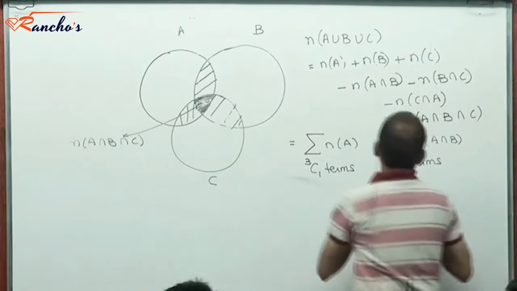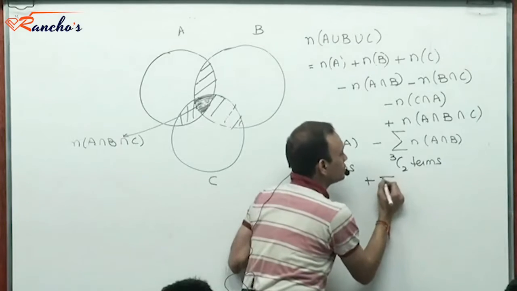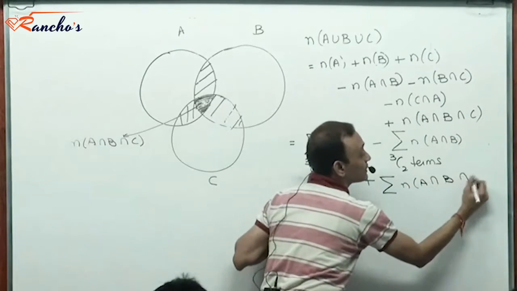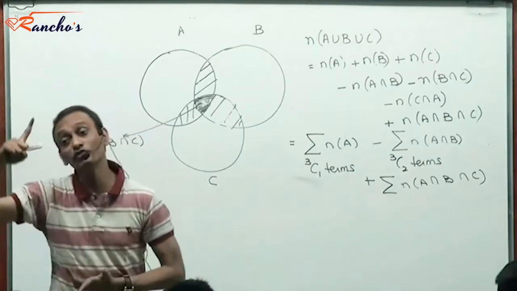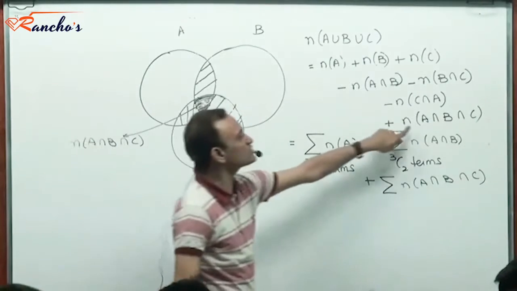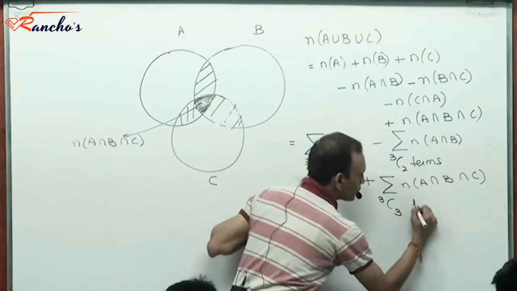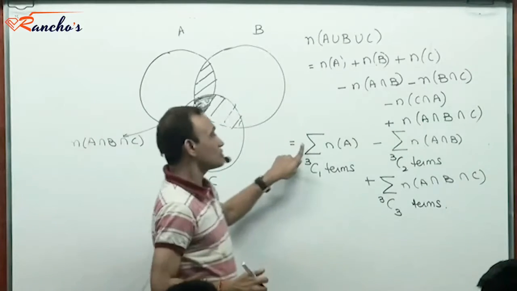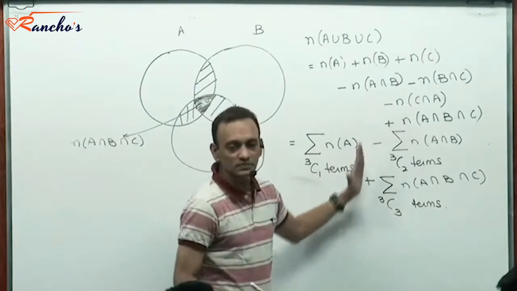And then the last one is plus summation N of A and B and C. Now, this is taking all at a time. 3C3 terms. Therefore, just one term in this. So the trend that you see is plus, minus, plus.